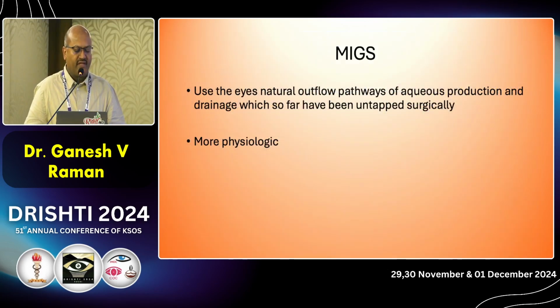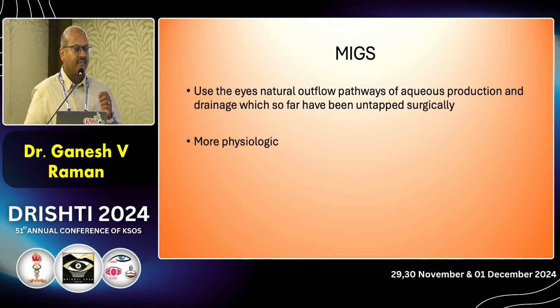And the logic, as with SLT as well as MIGS, is to use the natural outflow pathway of aqueous production and drainage, which has so far been untapped surgically and is more physiological. The natural outflow pathway is a pressure-dependent pathway. It's not the uveoscleral pathway. The uveoscleral pathway works better in some other animals, but in humans the natural pathway is the trabecular meshwork, and that, by genetics or epigenetics, stops functioning at a particular point in time in the patient.